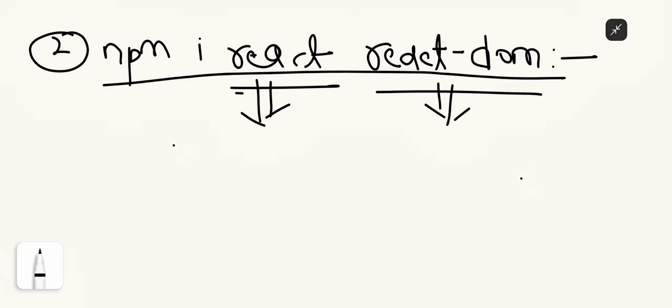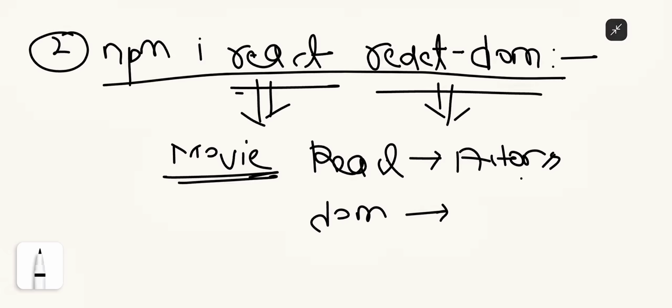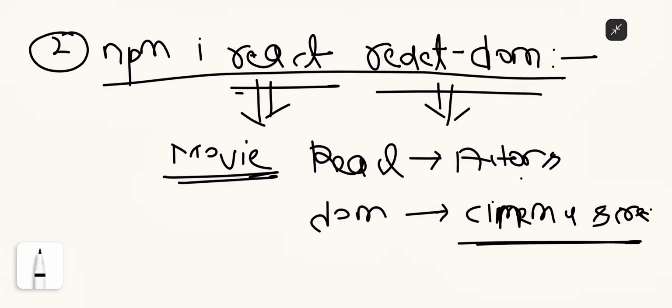For an analogy, imagine we are making a movie. React can be imagined as the actors, and the React DOM library can be imagined as a cinema screen. Without a screen, the actors cannot be seen by the audience. This is an analogy. Without React DOM, the React components cannot be rendered on the screen of the browser. That's the second step. Let's move to the next.